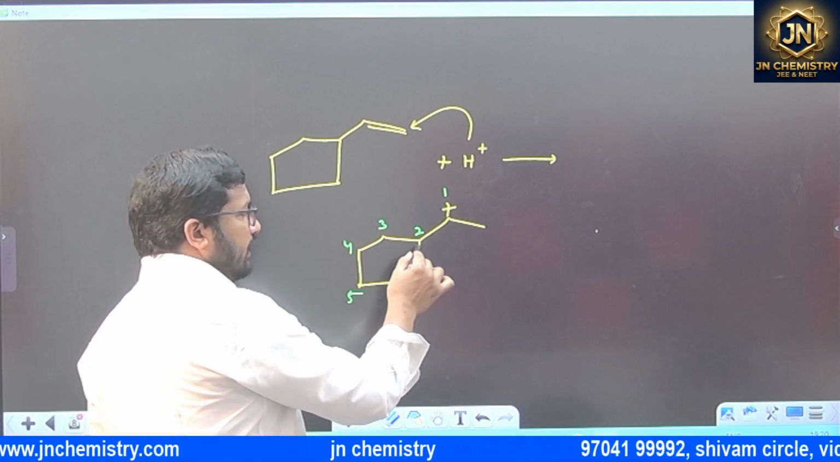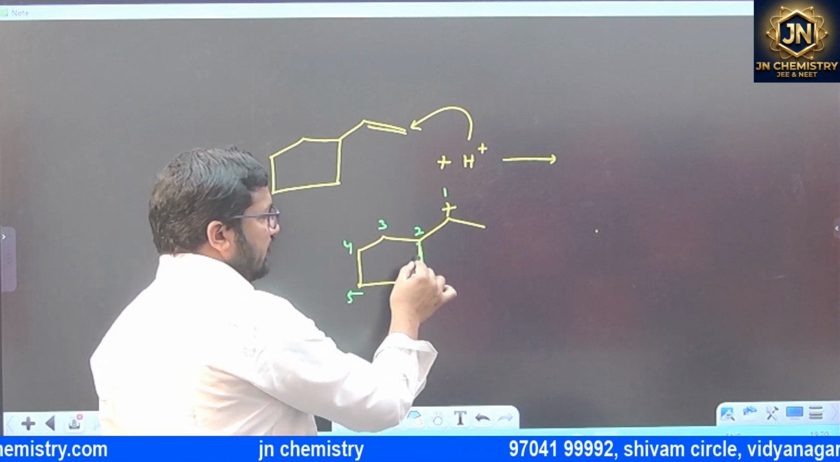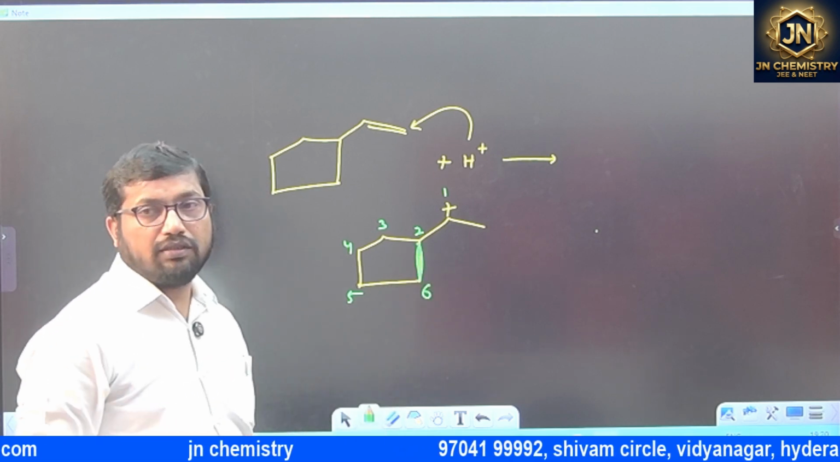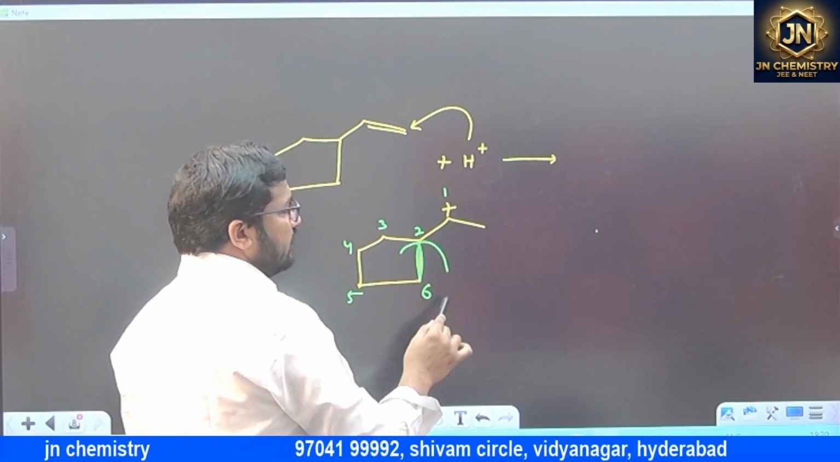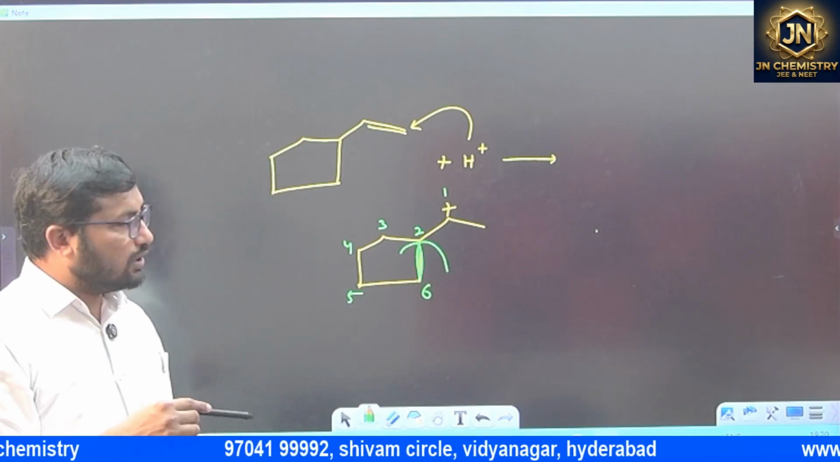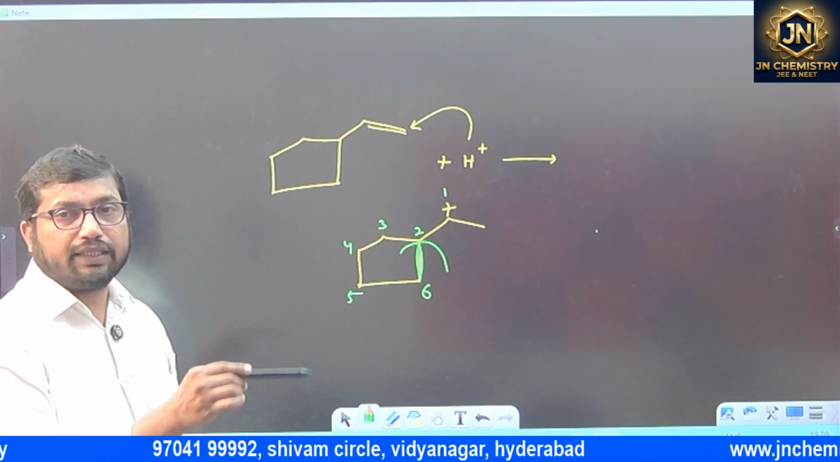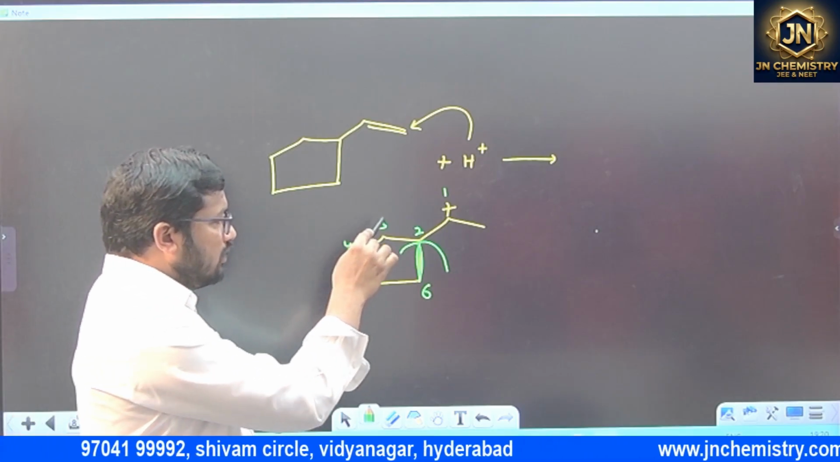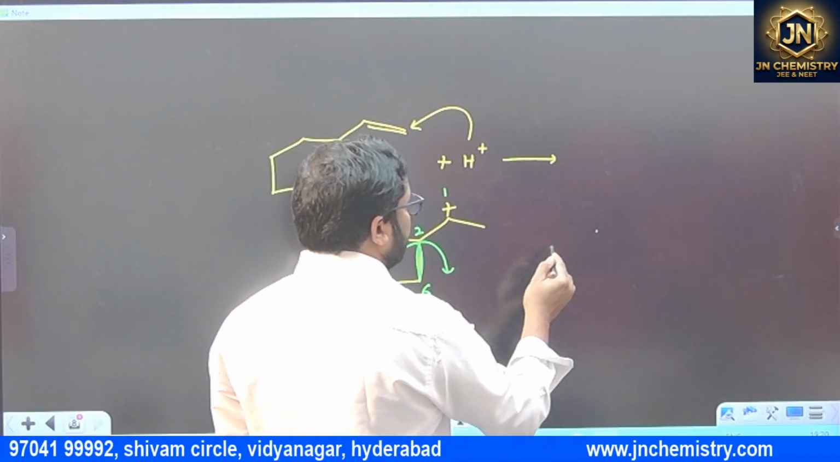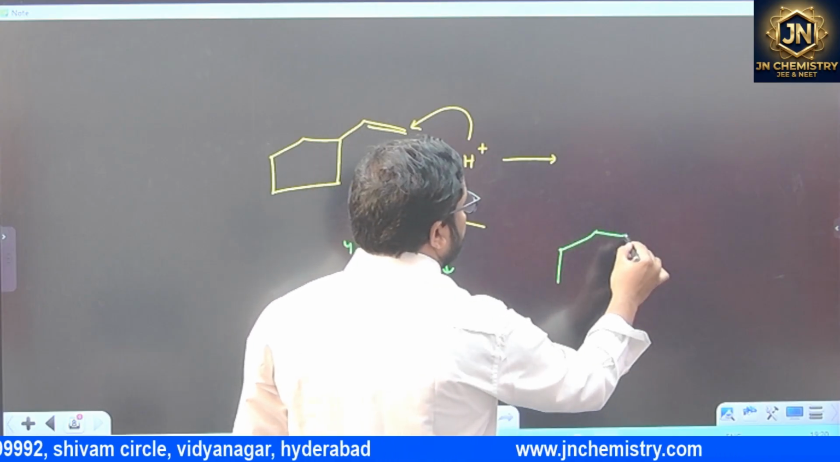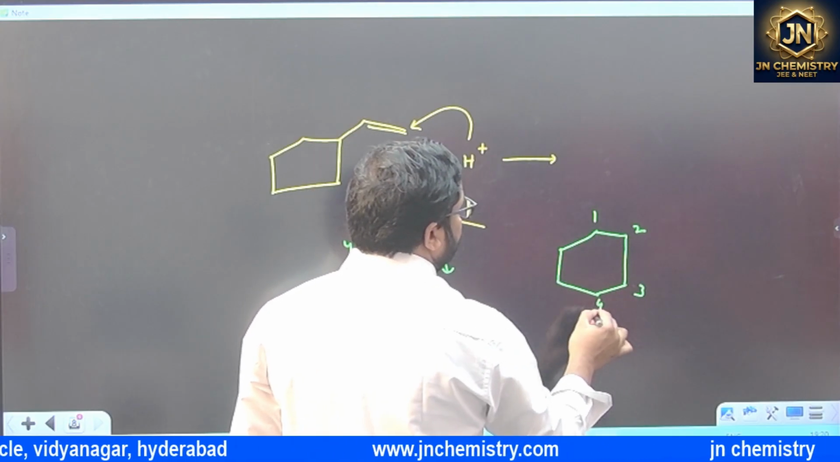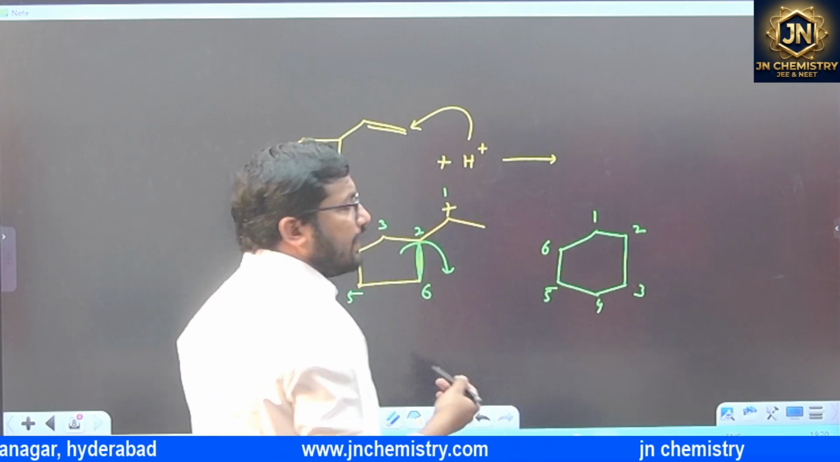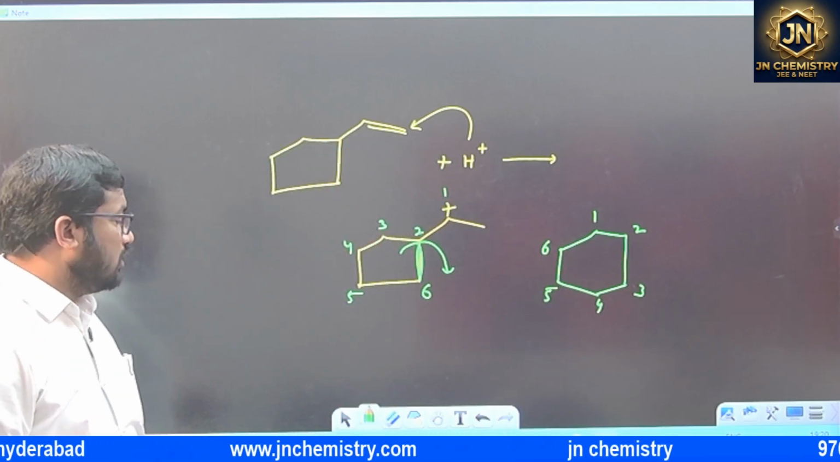Particularly, I'm taking 2 and 6. For example, the bond is breaking now. Heterolytic cleavage: 6 gets the negative charge. The 6 negative charge attacks the first carbon. So directly we get a 6-membered ring: 1, 2, 3, 4, 5, 6. Write it as you wish, no issues.